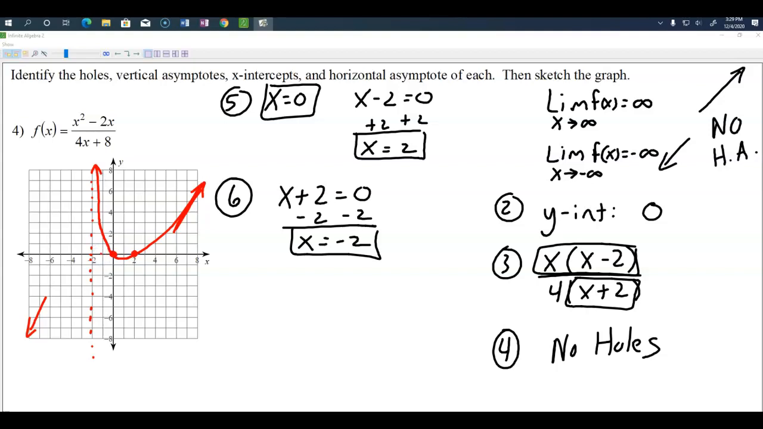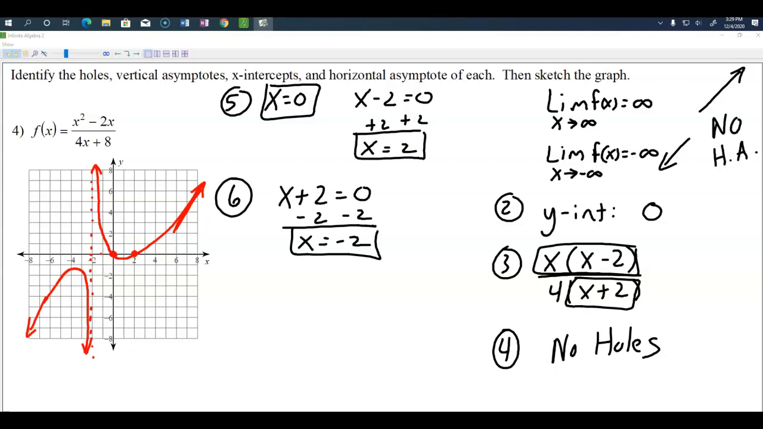So it has to look like that on the right side. Now on this other side, it cannot cross the x-axis, right? So that means it's got to swing back down at some point and hug up against the asymptote like that. So as you can see, you really don't even need to do step 7 a lot of the time.